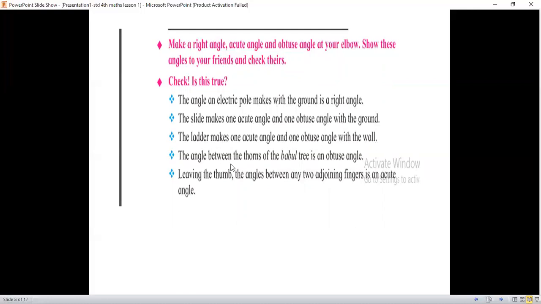The angle between the thorns of the bulbul tree is an obtuse angle. This is false because the thorns of the bulbul tree make an acute angle, not an obtuse angle. Leaving the thumb, the angle between any two adjoining fingers is an acute angle. So this is also true. So this way children can practice by seeing the different pictures and finding out whether it is an acute angle, obtuse angle or right angle.